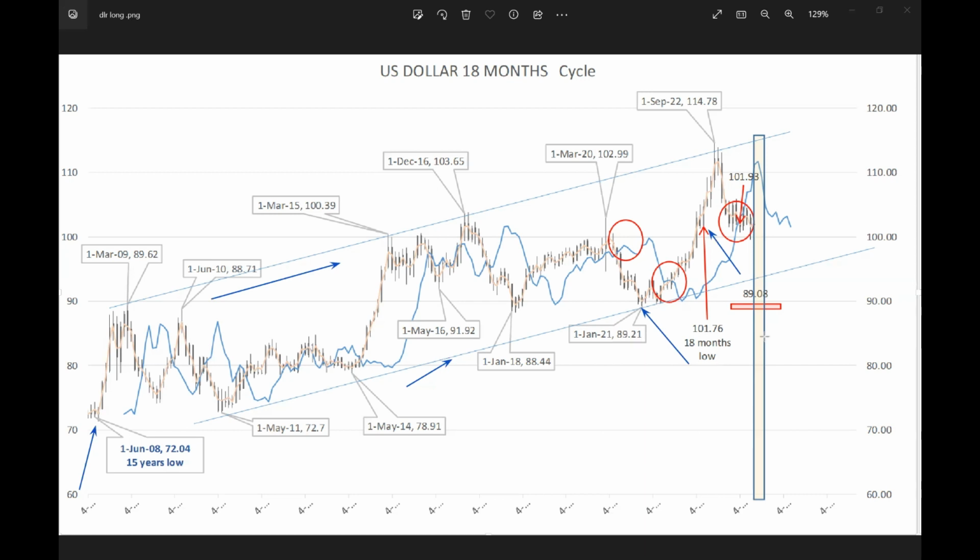We had the first one complete in May 2022 at 101.76, and we are currently in the last leg of the second 18 months, which is scheduled to end in September 2023.